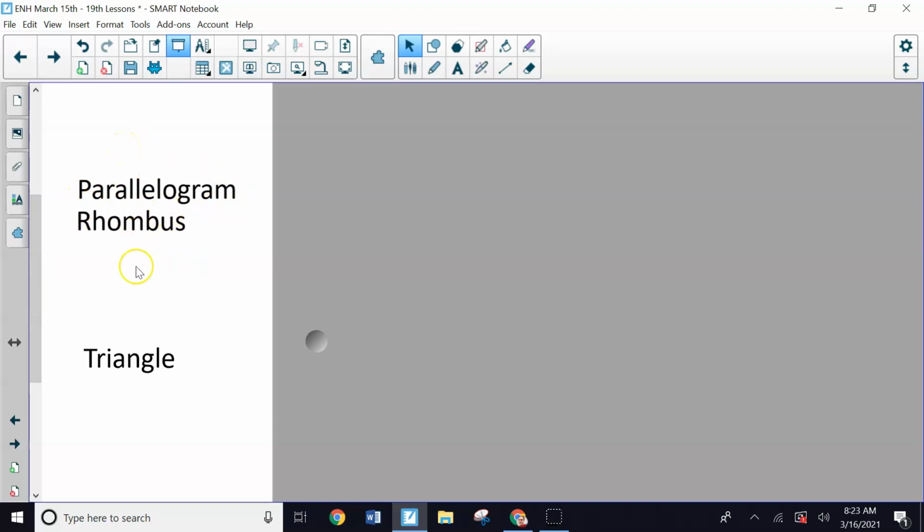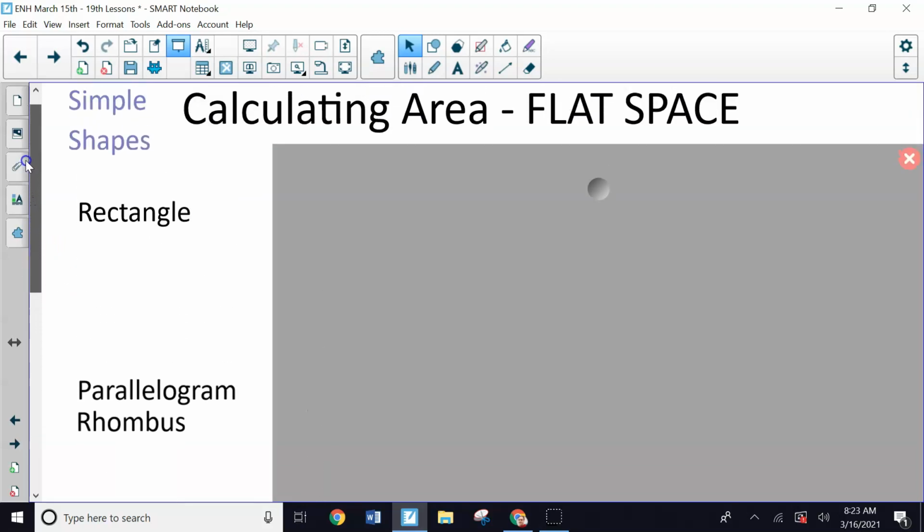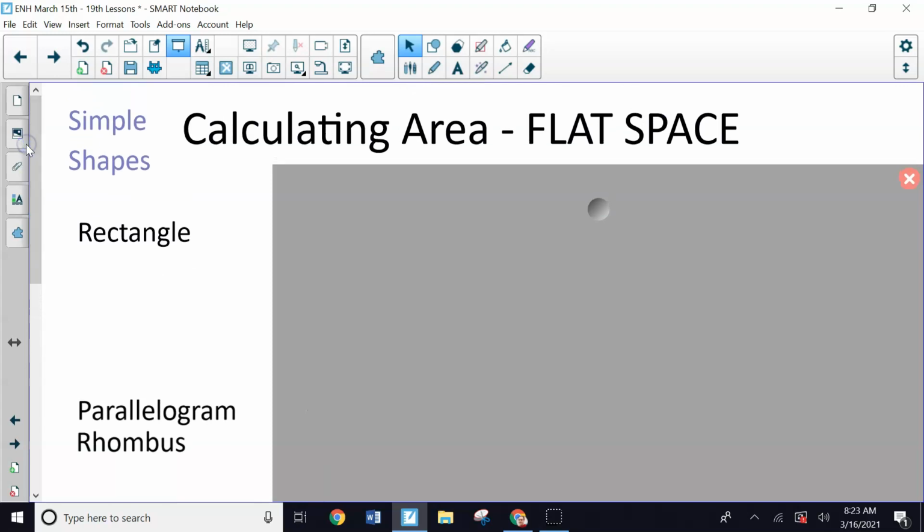A rhombus is also a type of parallelogram. And so put that in the middle of your page and then kind of go down a little bit further and then put triangle. Write those really big. Like these are going to be large subheadings on your page, and you can use this page to help you throughout this unit.